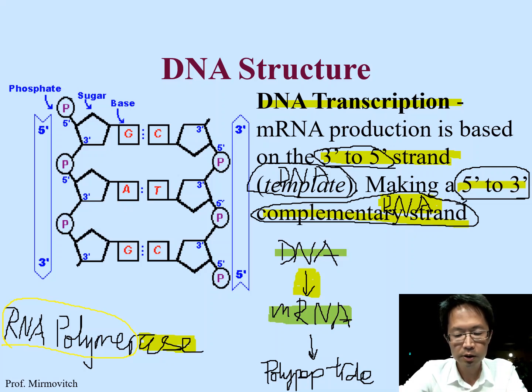In other words, the template strand and the complementary strand: the template strand is DNA, the complementary strand is RNA. They are also anti-parallel. Let me repeat. The DNA template strand and the RNA complementary strand are also anti-parallel.